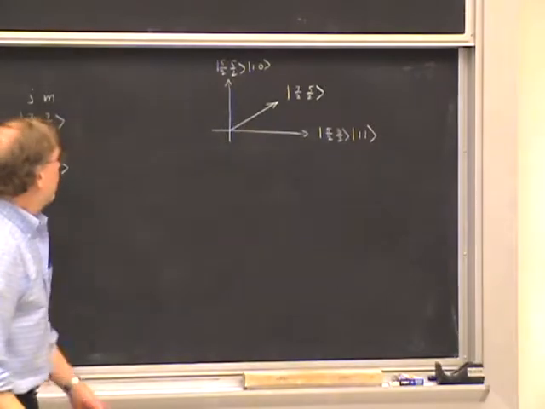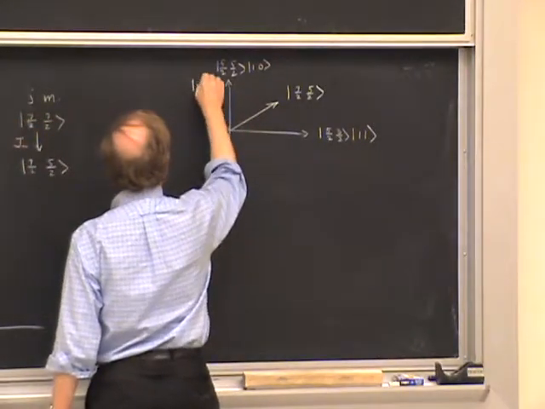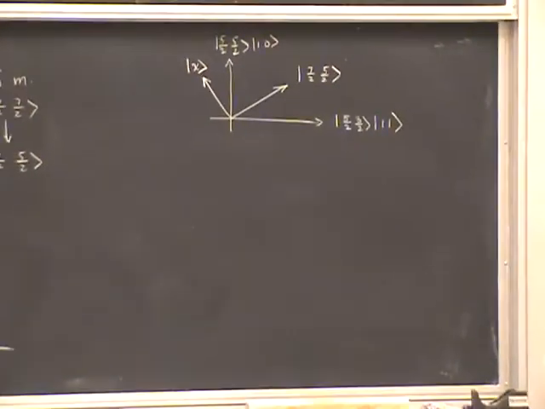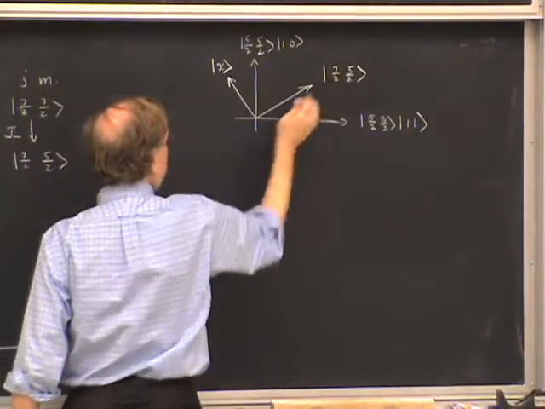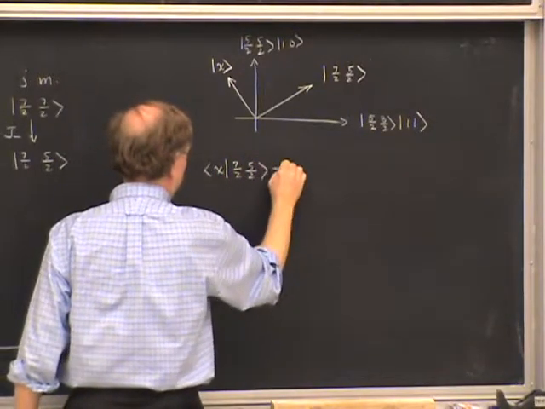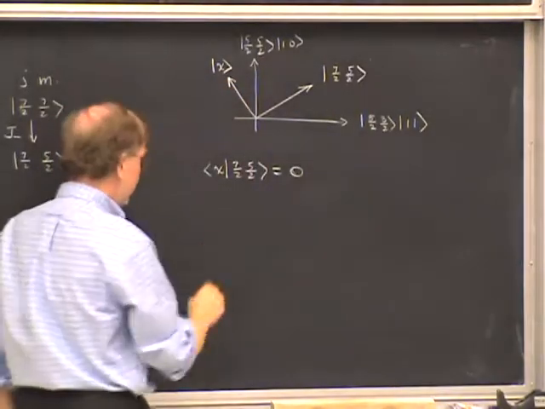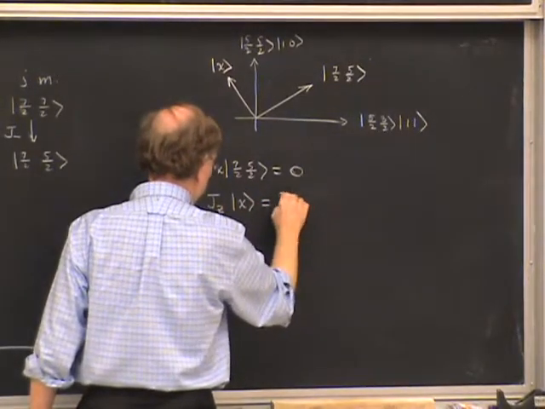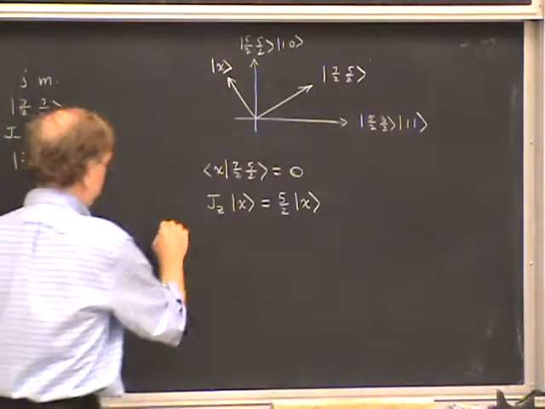All right. Now, allow me to define the vector orthogonal to this. Let's just call it x, because it's something that is unknown for the time being, but let's make it orthogonal to that state. So what do we know about x? First of all, it's orthogonal to |7/2, 5/2>. Secondly, we know that x, since it lies in this m equals 5/2 subspace, is an eigenstate of Jz, so Jz acting on x is equal to 5/2 times x. We know that also.